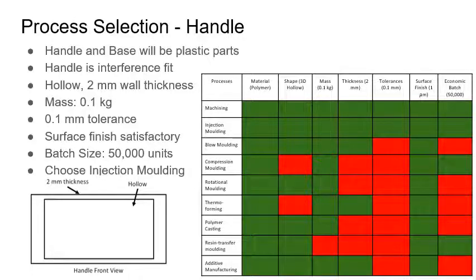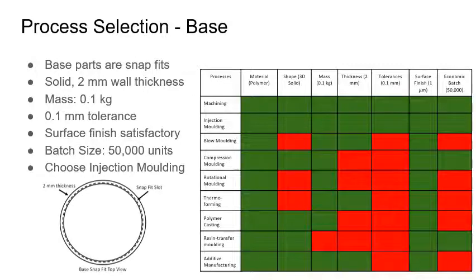We previously determined that the batch size would be 50,000 units. Thus, by comparing these processes, we selected injection molding. Similarly, the base parts include snap fits. However, this part is a solid part and not a hollow part. However, this ended up giving us the same process as the handle, which is injection molding.